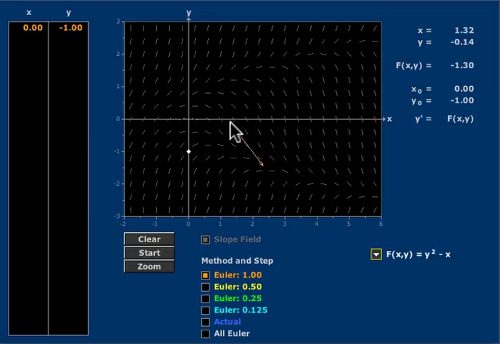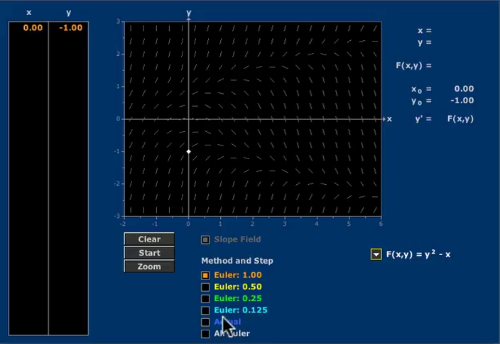The graphing window shows a slope field of this equation, and the value of the slope field can be read off by rolling over the window. It's read off on the right-hand side here: f of x, y has various values depending on where I'm located. I've also chosen an initial condition, x0 equals 0 and y0 equals minus 1.